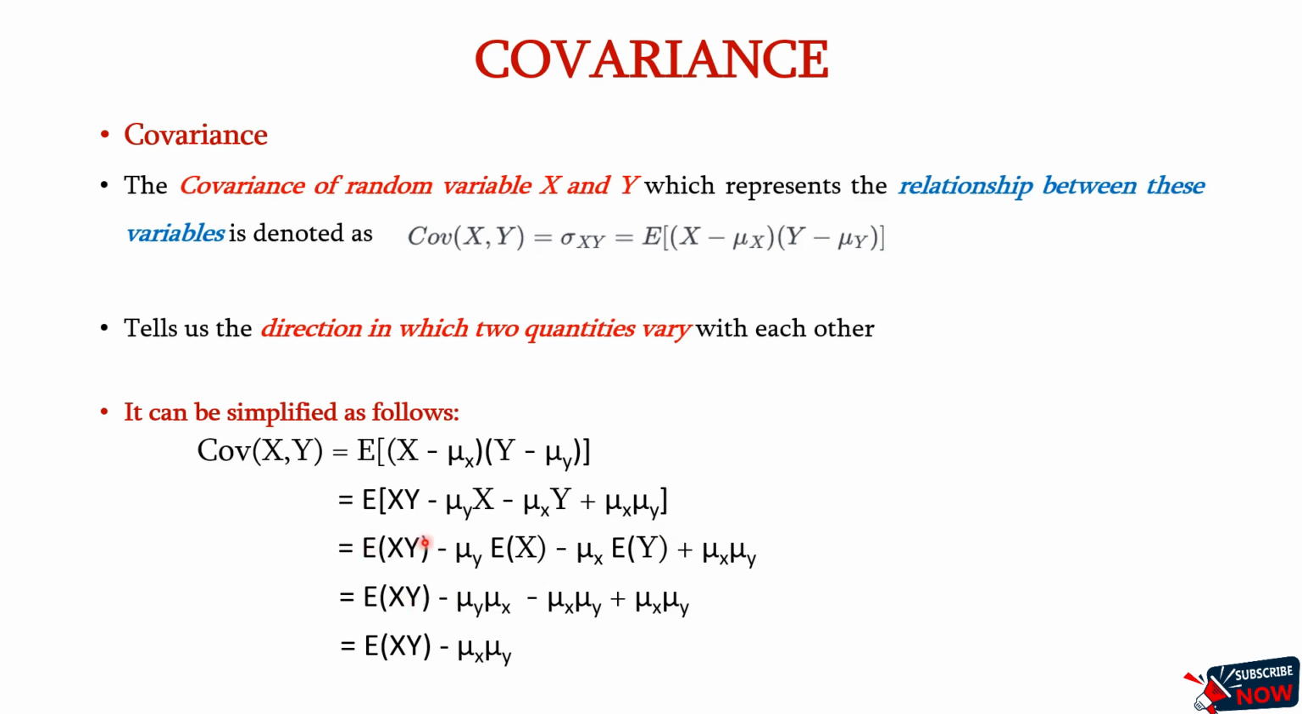Applying expectation for individual terms, we can write it as E of xy minus mu y into E of x minus mu x into E of y plus mu x into mu y. So we can write E of x as mu x, E of y as mu y, and this cancels: minus mu x mu y and plus mu x mu y get cancelled. So the final formula is E of xy minus mu x mu y. Thus the covariance can be simplified as E of xy minus mu x into mu y.